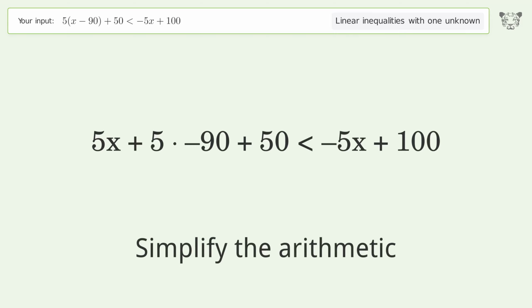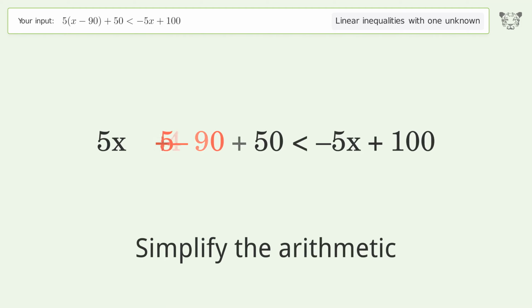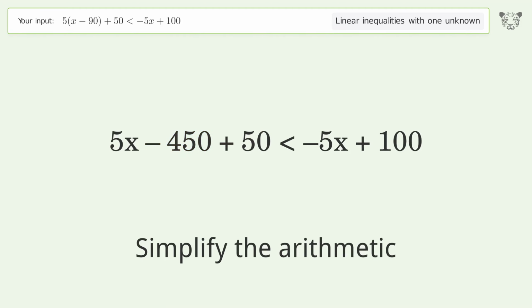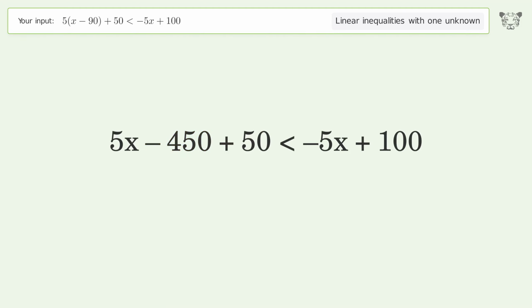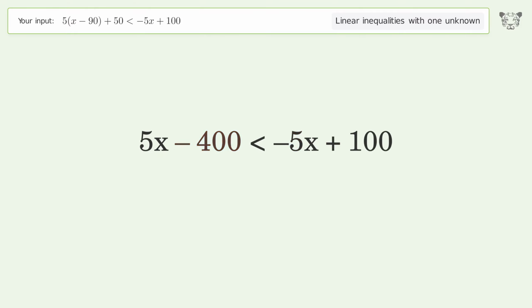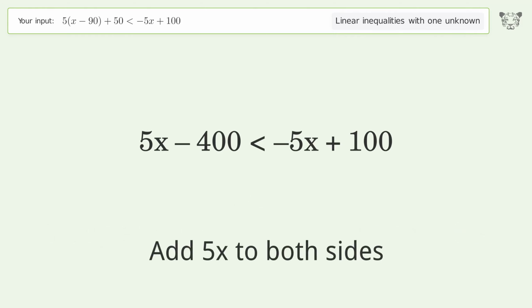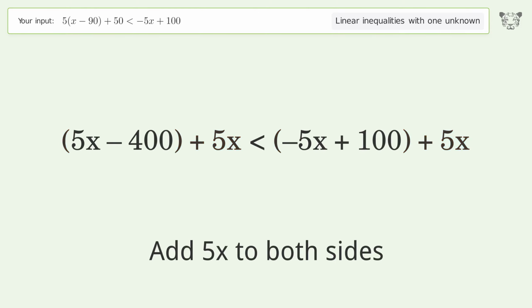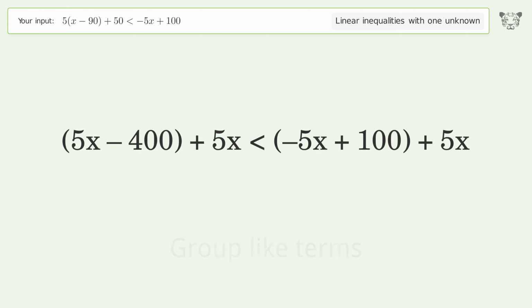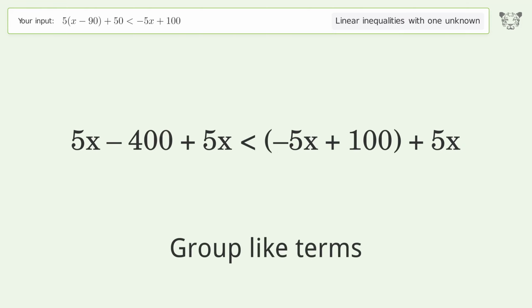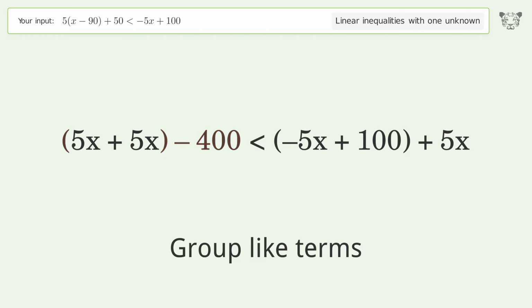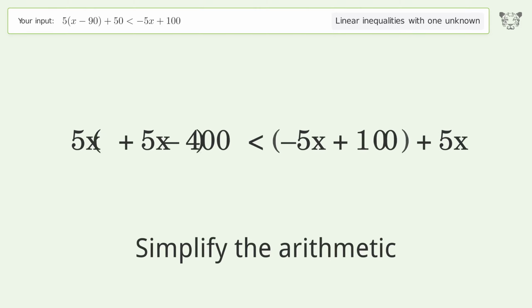Simplify the arithmetic. Group all x terms on the left side of the inequality. Add 5x to both sides. Group like terms. Simplify the arithmetic.